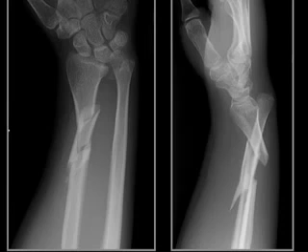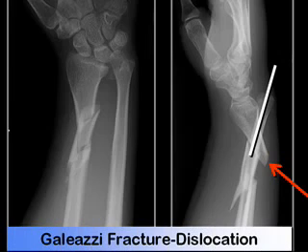Well, there's clearly a fracture of the distal radius with marked anterior angulation of the distal fracture fragment, which produces shortening, and there is posterior dislocation of the distal ulna, the combination of which is a Galeazzi fracture dislocation.